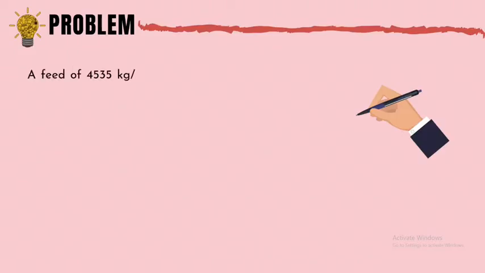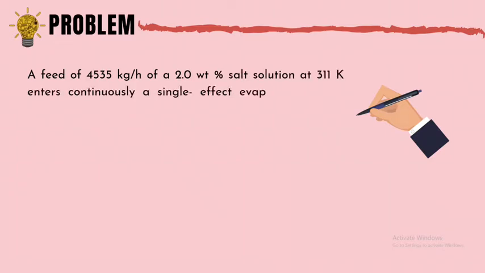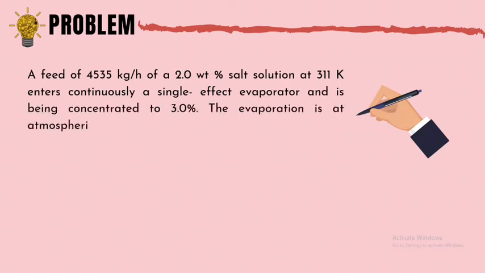Hello there! Now, we'll be dealing with a sample problem of evaporation involving heat and mass transfer. Problem 1. The problem states that a feed of 4,535 kg per hour of a 2.0% salt solution at 311 Kelvin enters continuously a single effect evaporator being concentrated to 3.0%.